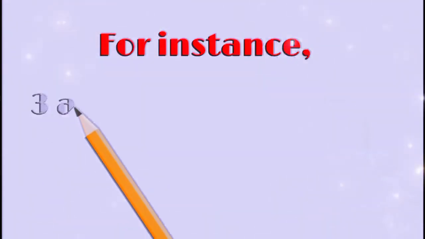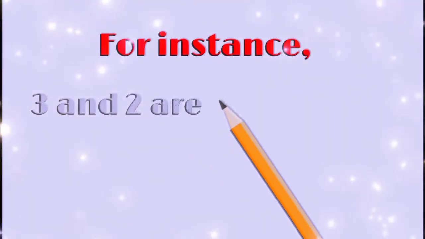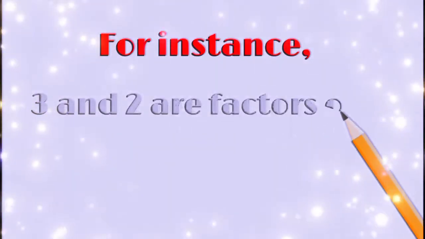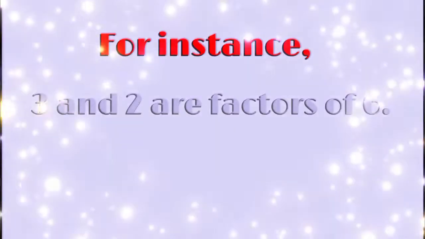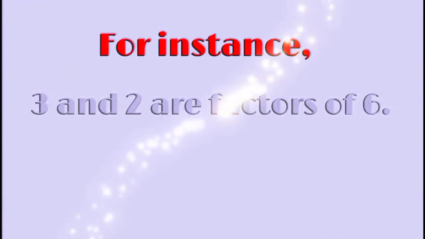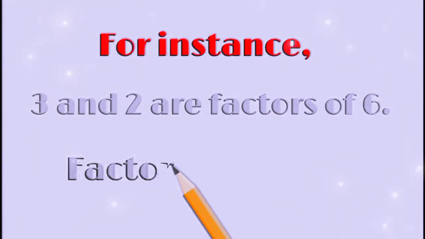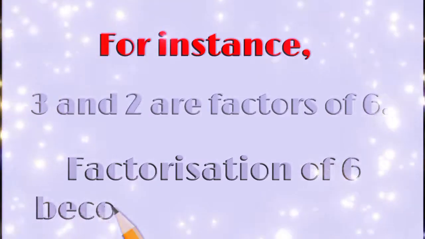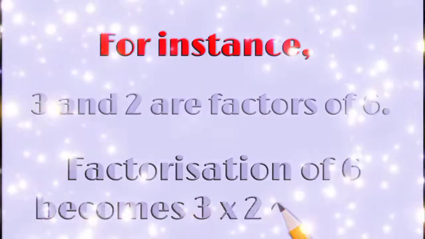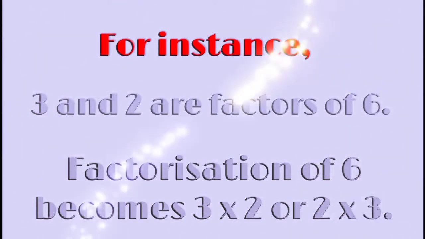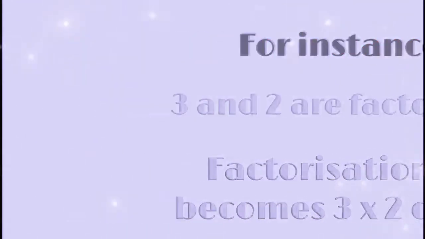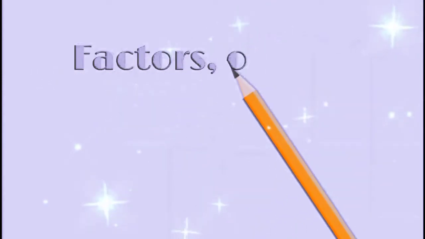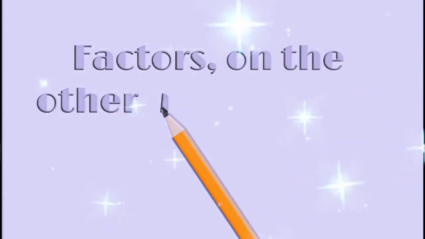For example, we are going to be looking at the number 6. The number 6 has several factors. 3 and 2 are factors of 6. When we express 6 as a product of these factors, it simply means it is factorization. So, when we express 6 as a product of 3 and 2, we have 3 times 2 equals 6, or 2 times 3 equals 6, which is factorization. So we can say that the factorization of 6 is equal to 3 times 2.